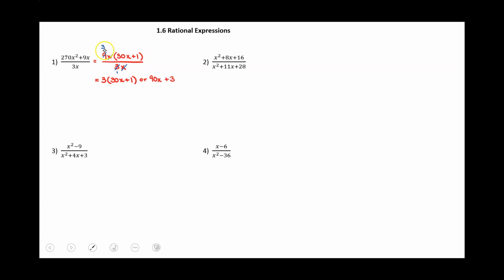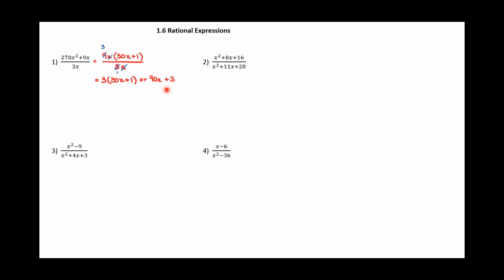So for this, we can cancel our 9 and 3 because 9 goes into 3 3 times. So we'd have a 3 in the top and a 1 in the bottom, and then we can cancel our x here with our x here. So that's going to leave us with 3 in the numerator times 30x plus 1, and then just 1 in the denominator. So we can leave that in its factored form, or you can distribute that 3 back through to have 90x plus 3.